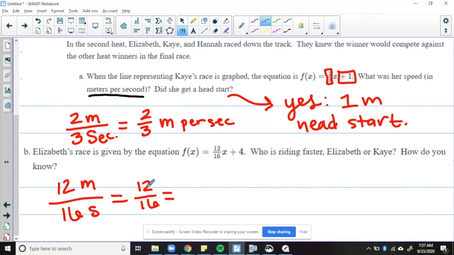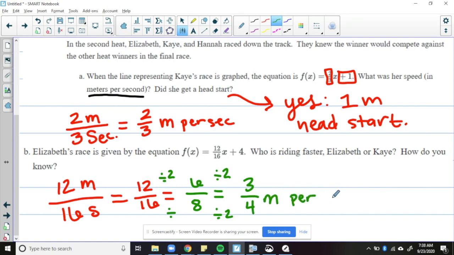Both of these can definitely divide by 2. So I'm going to divide the top to get 6 and the bottom to get 8, but it looks like they can divide by 2 again. So I'm going to do that again, and I will get 3 over 4. I can't simplify that any further, so I can go ahead and write meters per second.